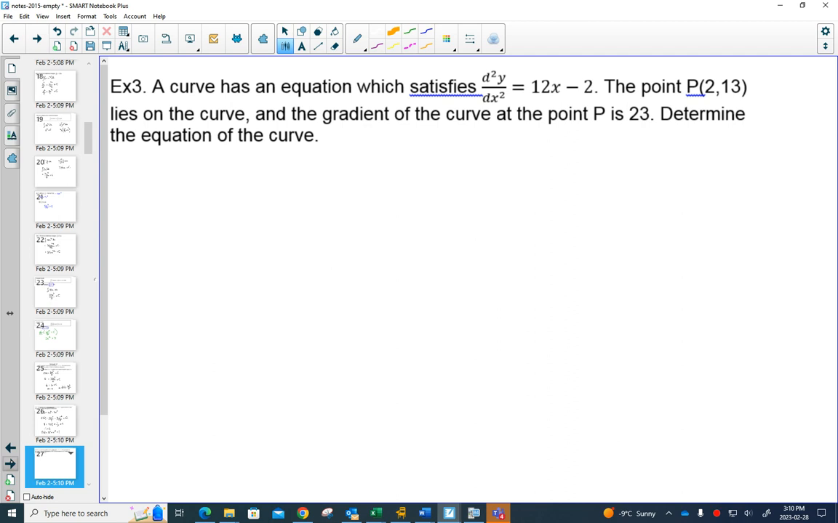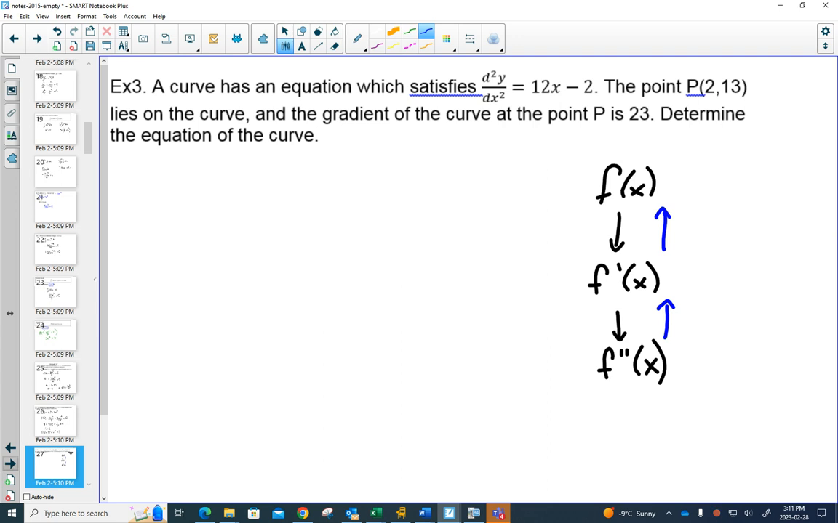In our previous units, does it make sense that we went this way? F of x, then you found your derivative, then you found your second derivative. What did this question give us? It gave us the second derivative so we could work backwards and find our first derivative. And then if we had our first derivative, we could work backwards and find our original function. There's a couple of notation things in this one which are a little bit interesting. It's using Leibniz notation.